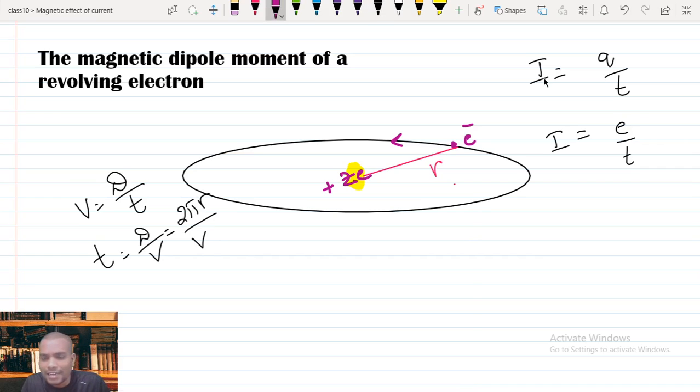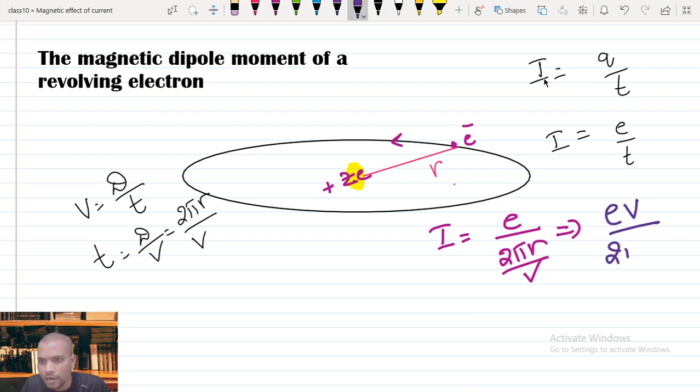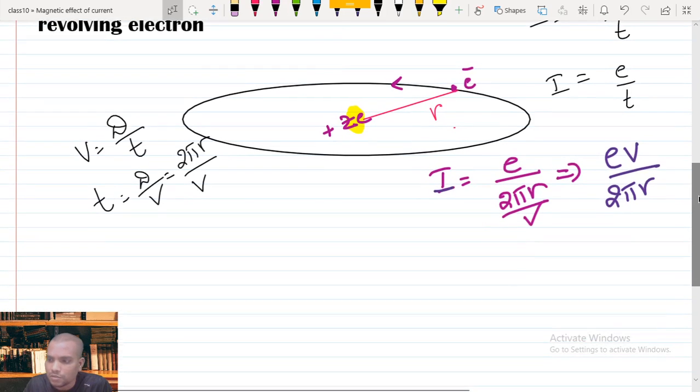Now the current expression is going to change like this: e upon 2 pi r upon v, which I can rewrite as ev upon 2 pi r. So this is the current expression for a revolving electron.